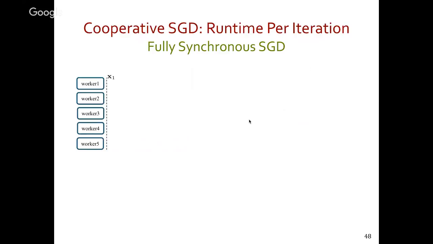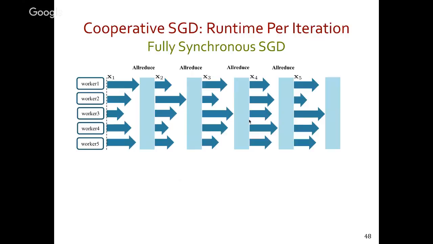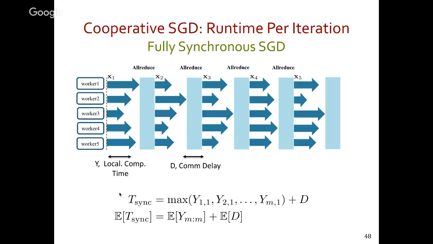Here, we are just simply trying to understand the effect of reducing communication on the runtime. So in fully synchronous SGD, because we are waiting for the slowest node to finish, the runtime looks like this, where this blue block in between represents the communication delay. So you have the local computation time, which can be random. That's why these arrows have different lengths. And we have the communication delay, which we denote by D. So as a result, the runtime per iteration becomes the expected maximum of these local computation times plus the expected value of the communication delay D.